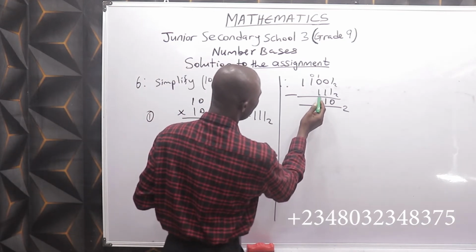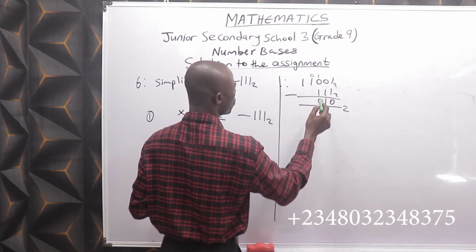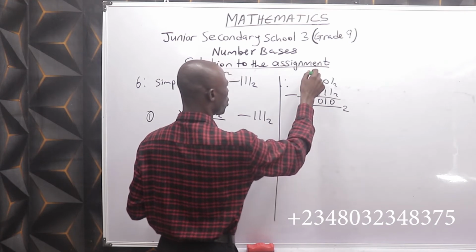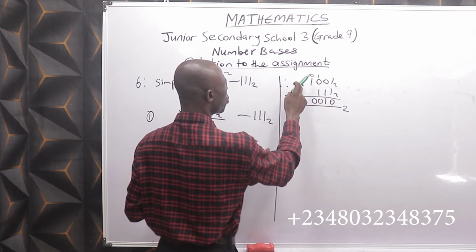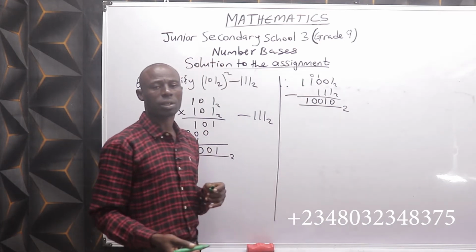So we now subtract this 1 from the remaining 1 up here. We have 0. Don't forget that this one has turned to 0. You put the 0 here. Then this one that we have not touched before, put it here. And that is the final answer.